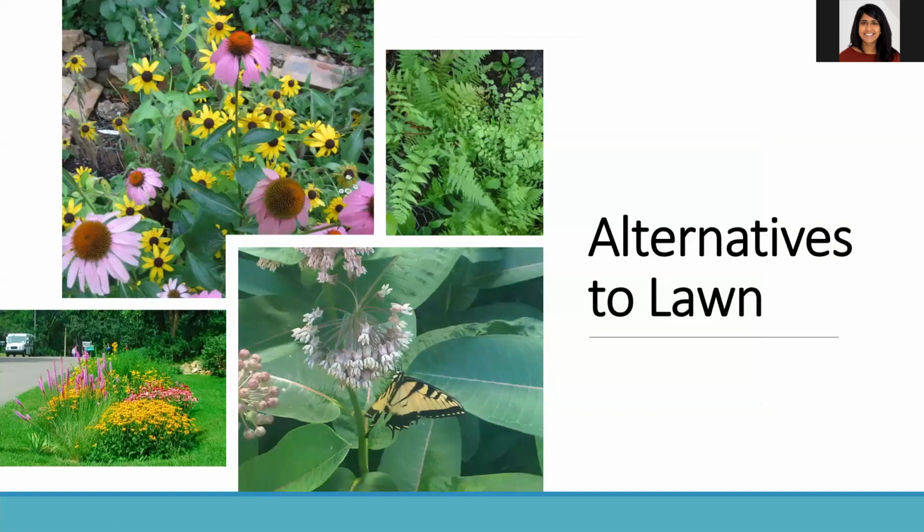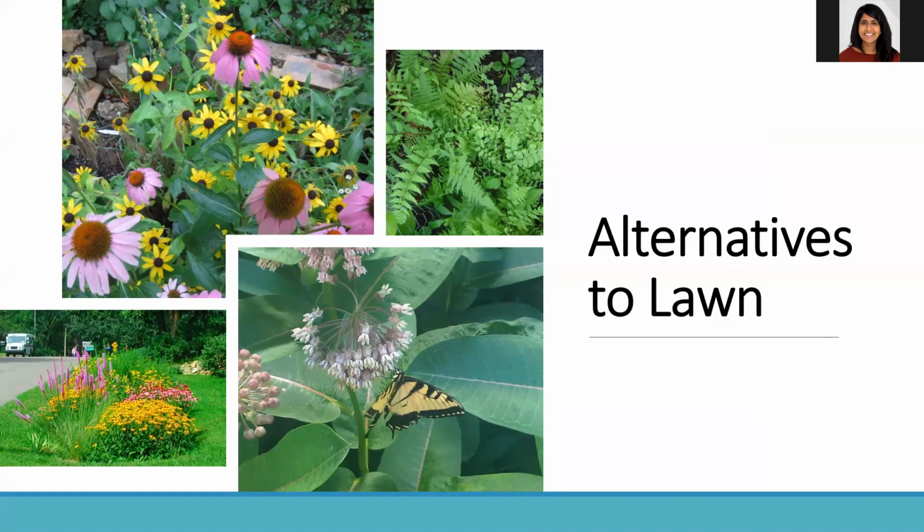There are many alternatives to lawn. One of the handouts in your resource folder is a Pollinator Plants of Illinois handout that I encourage everyone to take a look at. So some of the alternatives we've already talked about, but they're not only beautiful, but they're also functional. So we talked about rain gardens, for example.